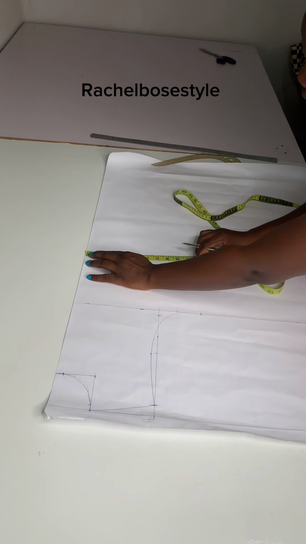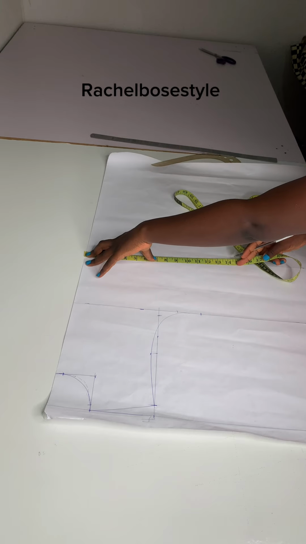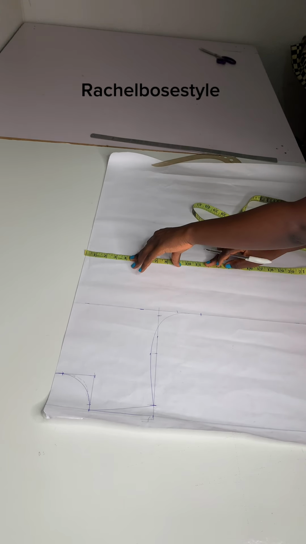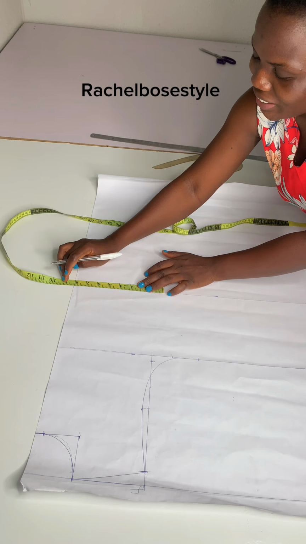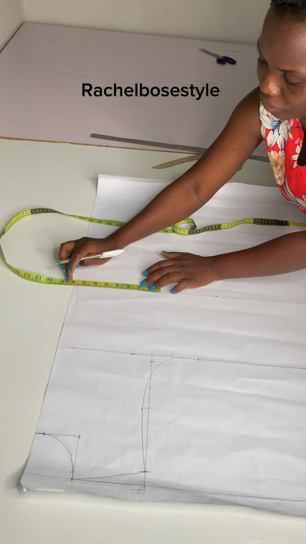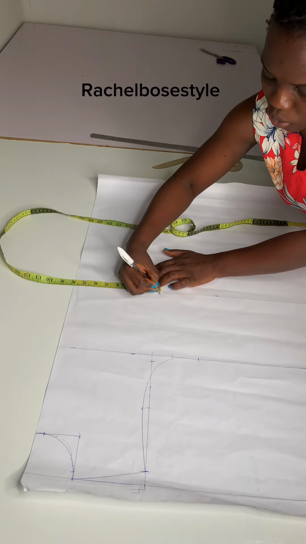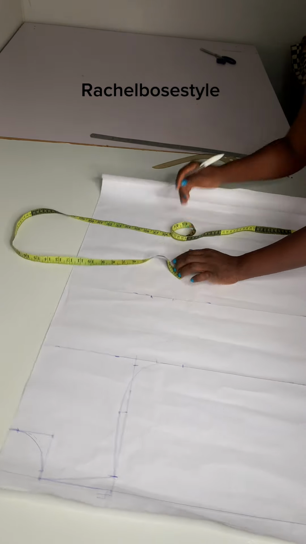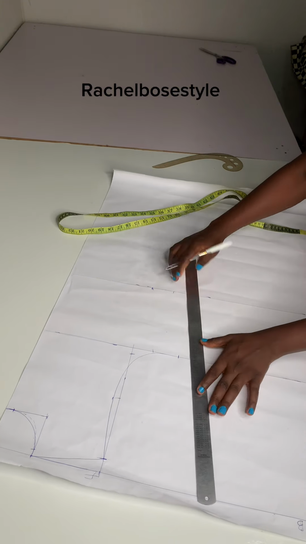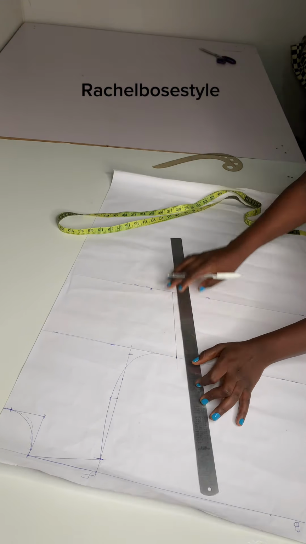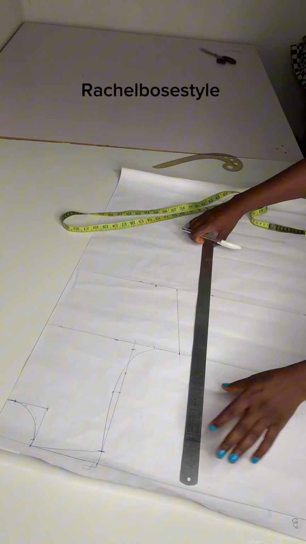Also, my waist measurement, 31 divided by 4, I should have 7.625, which is 7¼, quarter and quarter. So with that, I'll add my 2 inches allowance also, and connect. So the front part is settled.